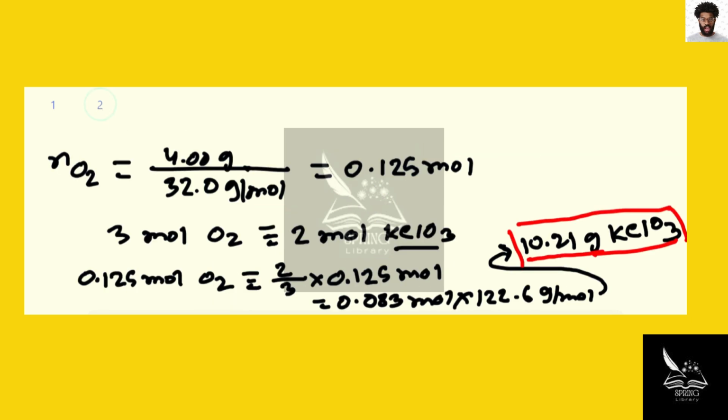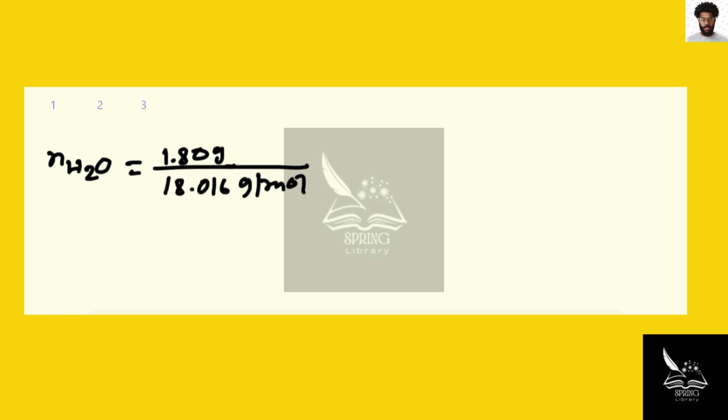Now we will find out the mass of KHCO3. For that we will utilize the mass of H2O, and from there we'll find the number of moles of H2O. So number of moles of H2O will be the mass of H2O, which is 1.80 gram over the molar mass of H2O, which is 18.016 gram per mole, and will give us a value of 0.100 mole.